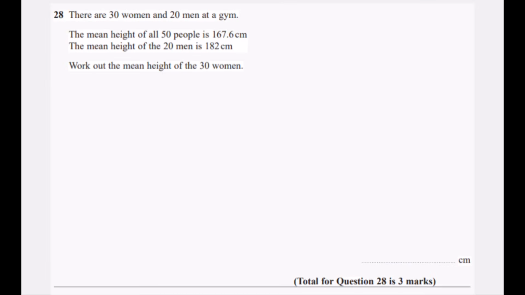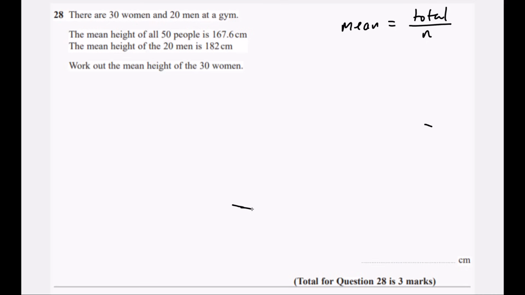There are 30 women and 20 men at a gym. The mean height for all 50 people is 167.6 centimeters. The mean height of the 20 men is 182 centimeters. Work out the mean height of the 30 women. So the mean is them all added up. So the sum, the total, divided by how many.